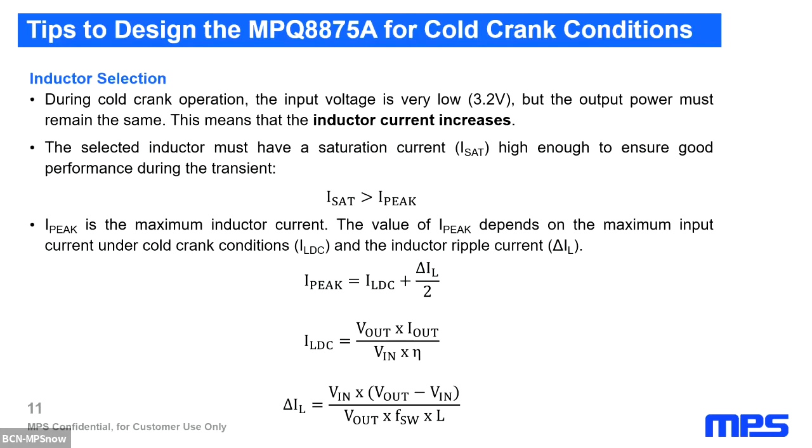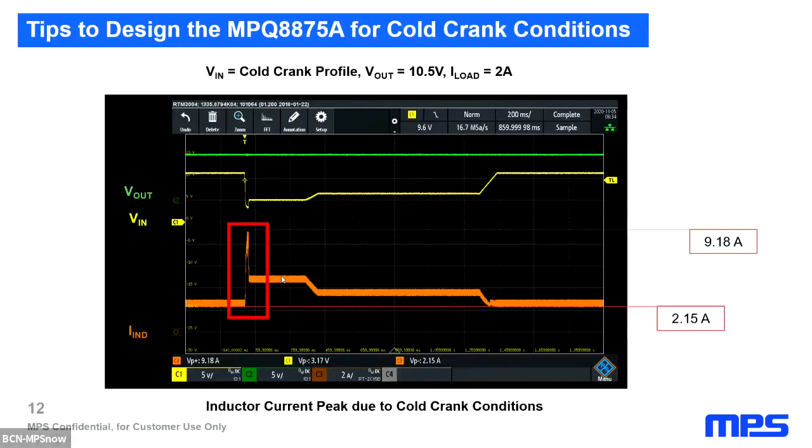This maximum current can be calculated by adding the maximum input current under cold crank conditions and the inductor ripple current. As can be seen in this oscilloscope capture, by applying a cold crank profile at the input, seen in yellow, we obtain a constant output voltage fixed at 10.5 volts in green. In orange is plotted the current that passes through the inductor.